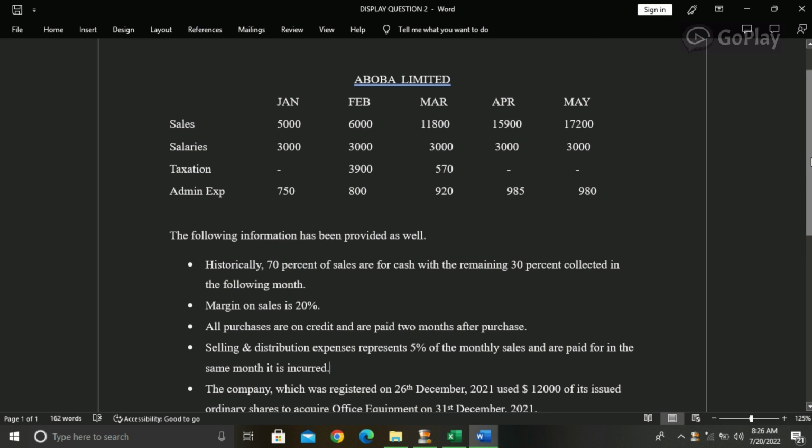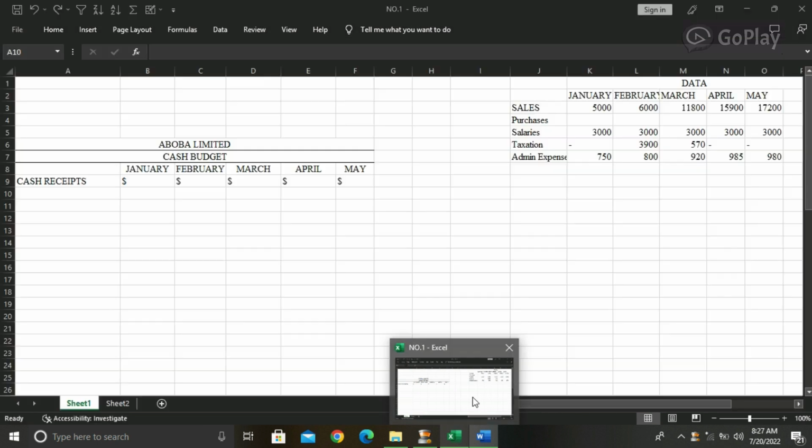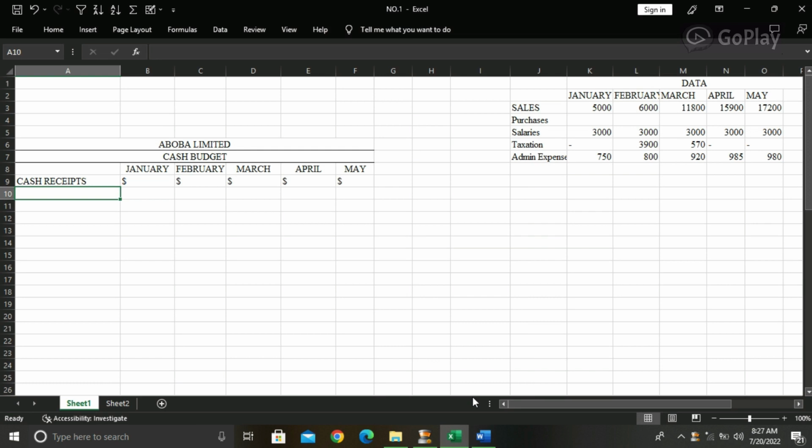So like I was saying, after getting your question, the first thing you need to do is to extract your data. The data is what has been put at this place of the question. That's the first part. This is what we normally refer to as the data. So we have the sales, the salaries, taxation. This is the data for each month. So we will progress to Excel and write our data there, so that whatever we are doing, we will just be referring to the data.